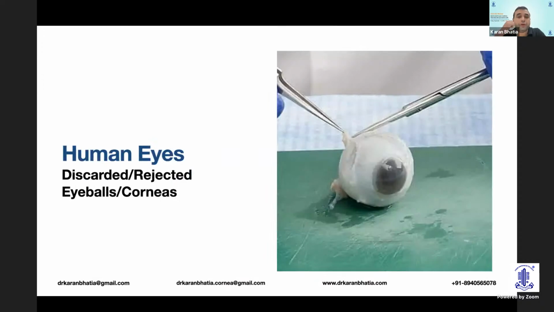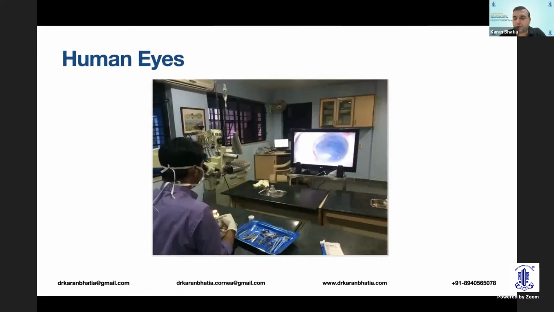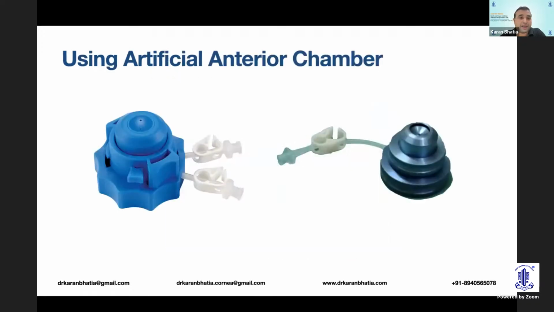So coming to the human eyes, these are either discarded, rejected eyeballs or corneas. And you can do whatever you want. You can practice your suturing over here. You can open sky, try a phaco, whatever you want, because the wet lab is that opportunity that gives you this. This is when I was a resident. This is my friend who was practicing at that time.